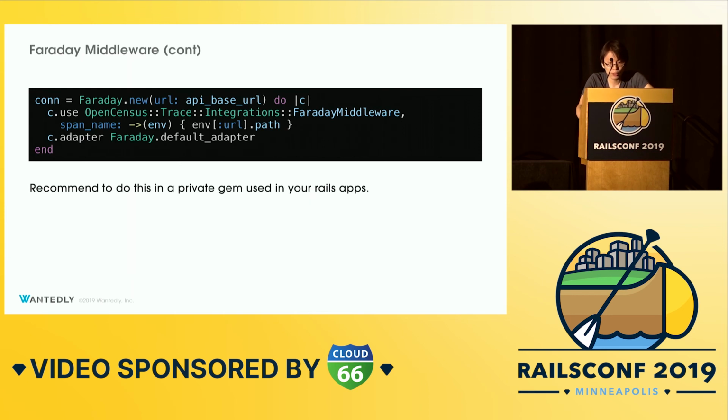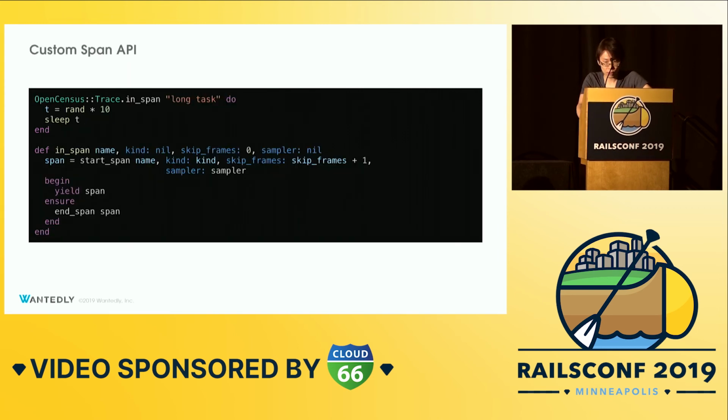Yep. So using Faraday middleware is really easy. When you initialize a Faraday client or instance, you can just let it use the middleware. And I highly recommend you do this in a private gem or so, so you don't need to repeat this in every Rails app you have. If you don't use Faraday and use something else for outbound requests, it's okay. You can instrument it using a custom span API provided in OpenCensus. You can use it for anything you want to instrument.